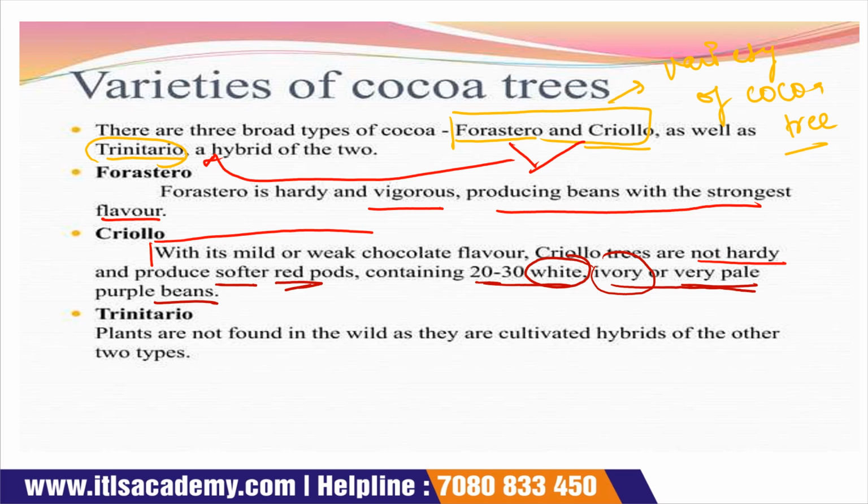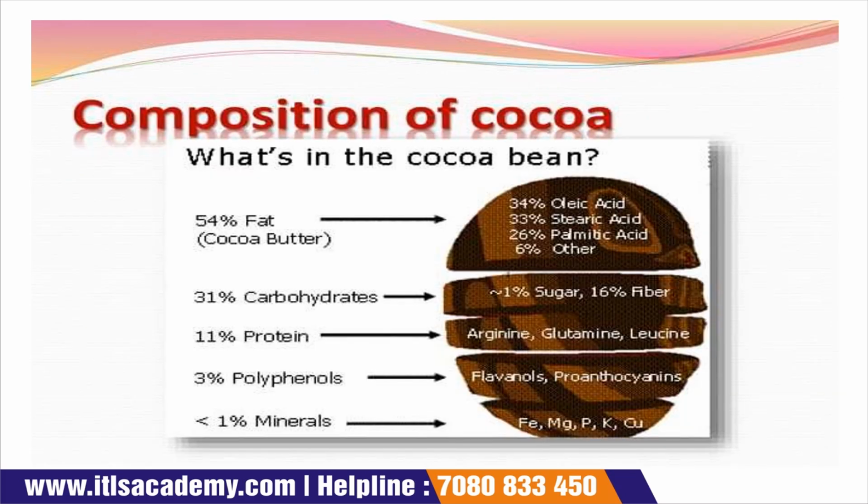Now the third one, which is the hybrid of both, Trinitario. This type of plant is found in the wild, and it is a cultivated hybrid of the other two types. So the quality of Trinitario combines the quality of both, because it is the hybrid of both of these. Now come to the next slide.